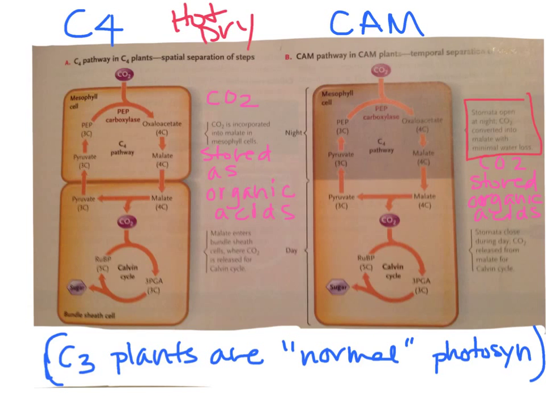But if you can't have your stomata open during the day when it's sunny, you can't have the light-dependent reactions happen, right? Photosystems 1 and 2, if those don't happen, no ATP, no NADPH, no Calvin cycle, no sugar. So how did they figure this out?